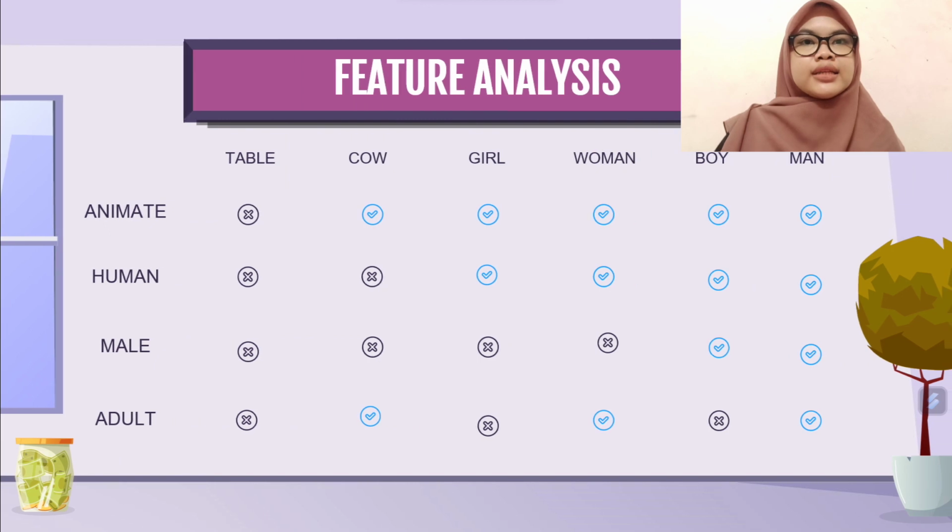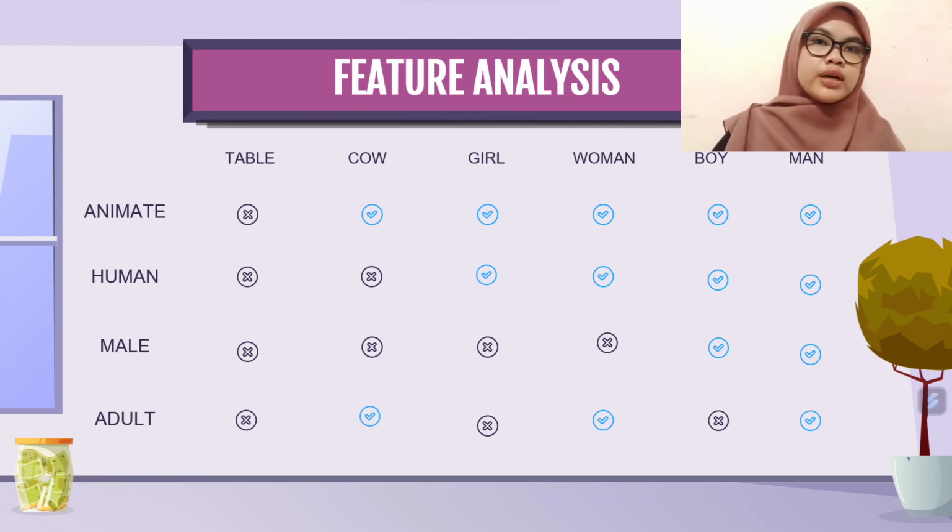Let's move to the next slide. Well, here is an example of feature analysis. As I mentioned before, there are two procedures for the analysis, namely horizontal and vertical. Horizontal means a word that has similarities, has an equivalent meaning compared.